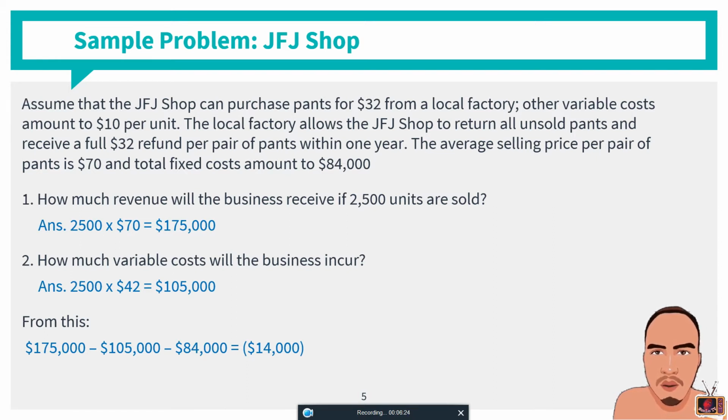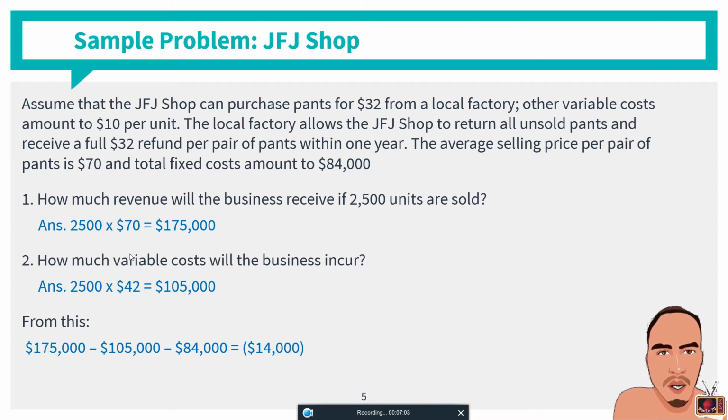So, number one question is, how much revenue will the business receive if 2,500 units are sold? So, the answer with this is, since 2,500 units, they would be multiplied by 70, since the average selling price per pair of pants is $70. So it would total $175,000 if 2,500 units are sold. Okay. So number two, the question is, how much variable cost will the business incur?